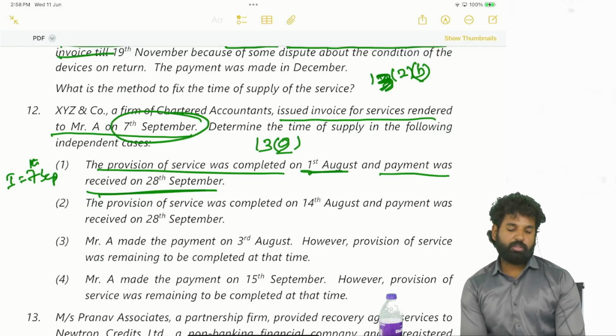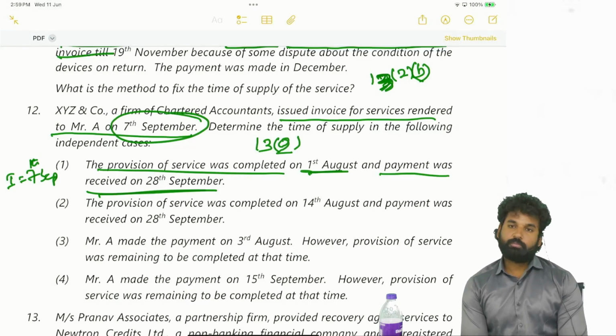Invoice shall be issued by 1st August plus 30 days. Okay. By 31st August the invoice shall be issued. But the invoice was issued on 7th September. So it is not issued within time.